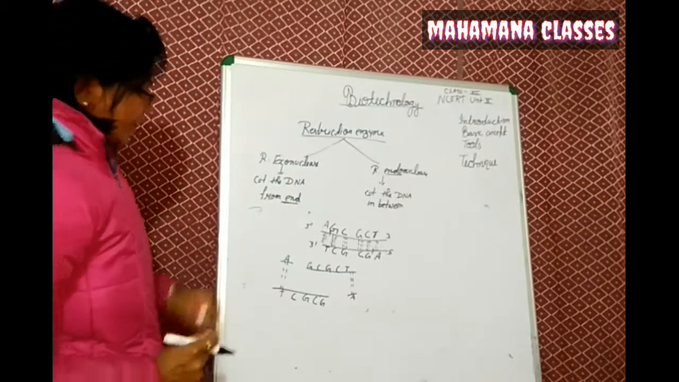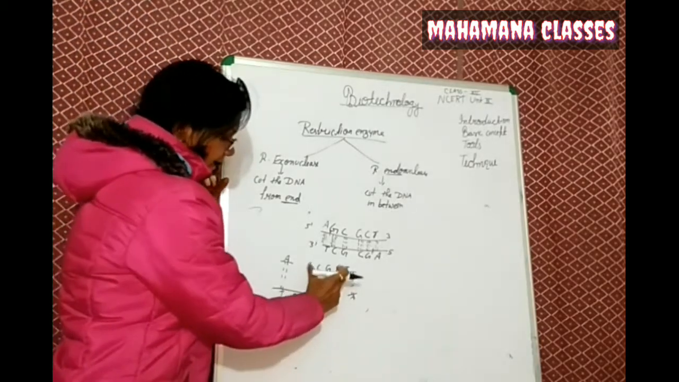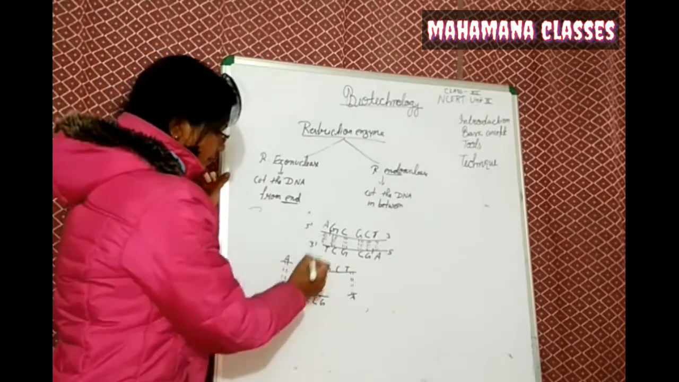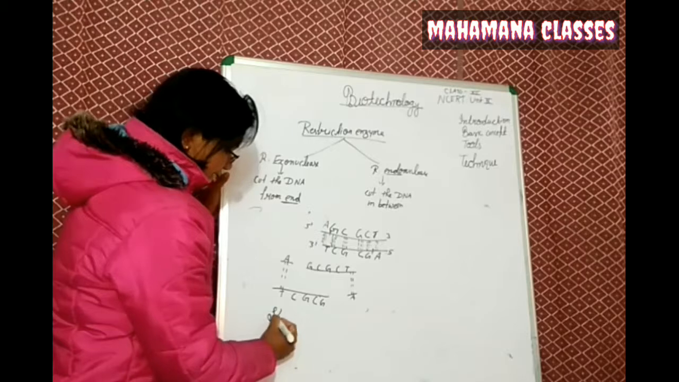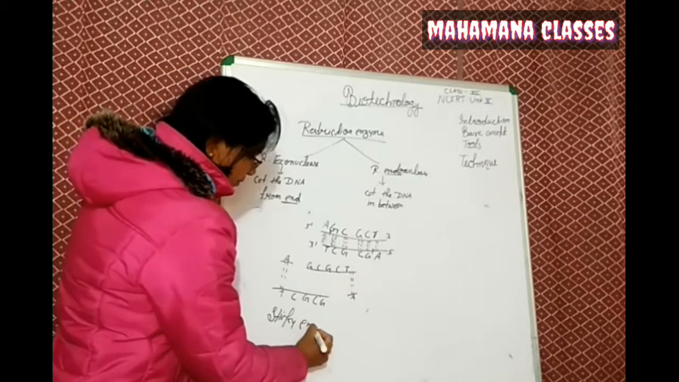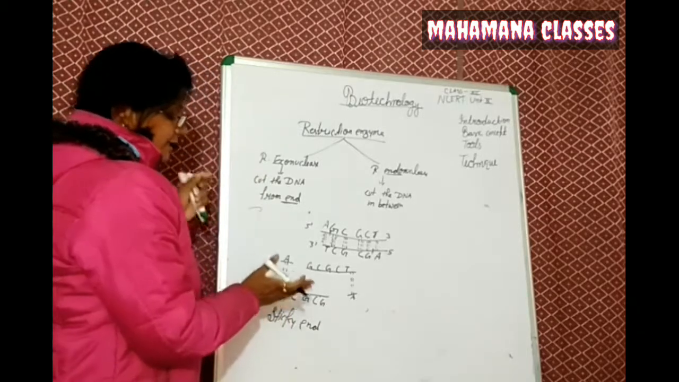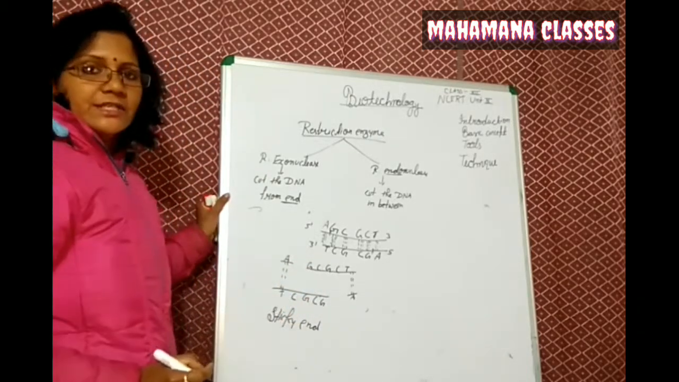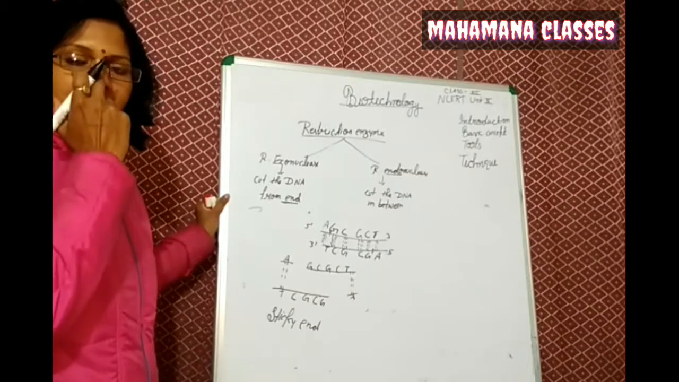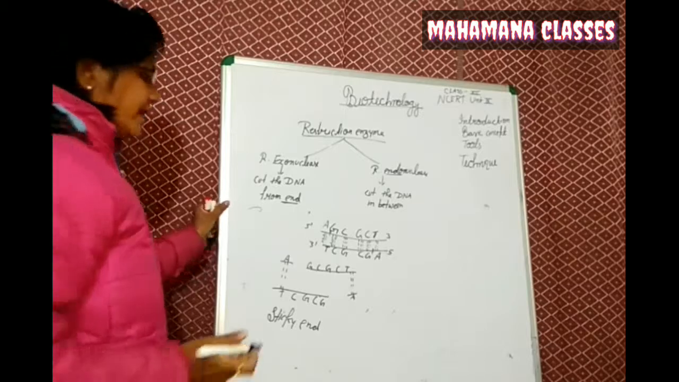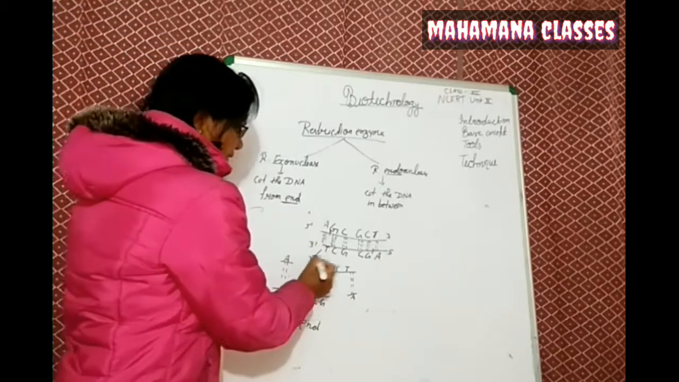After this type of cutting, we get overhanging portions of the DNA strands. These are known as sticky ends. Why are they known as sticky ends? Because when they come closer, they can join again, as they are complementary to each other. These sticky-end DNA segments are very useful in recombinant DNA technology. That was the first way.